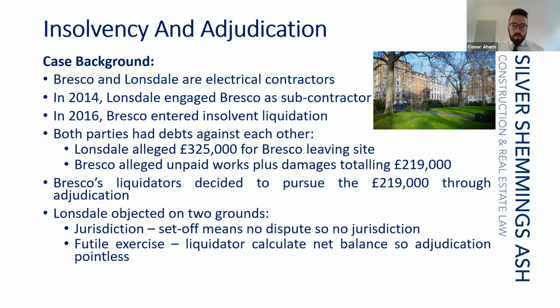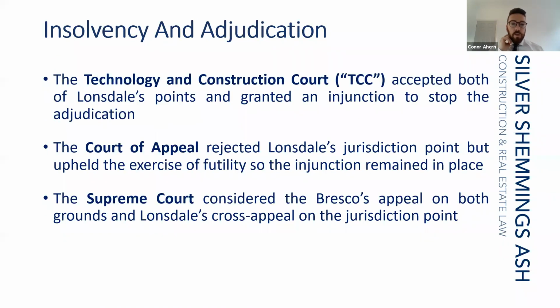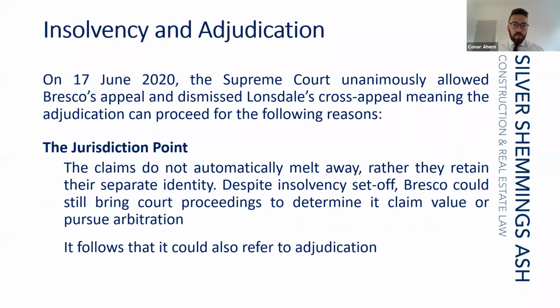So those two points were considered, and this developed through the courts. It started out in the TCC, which accepted both of Lonsdale's points and granted an injunction to stop the adjudication. The Court of Appeal rejected Lonsdale's jurisdiction points, but upheld the futility point, so the injunction remained in place. This was appealed to the Supreme Court, which considered Bresco's appeal on both grounds and Lonsdale's cross appeal on the jurisdiction points. The outcome was that on the 17th of June this year, the Supreme Court unanimously allowed Bresco's appeal and dismissed Lonsdale's cross appeal, meaning the adjudication can proceed, for the following reasons.